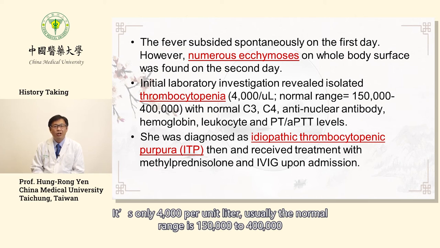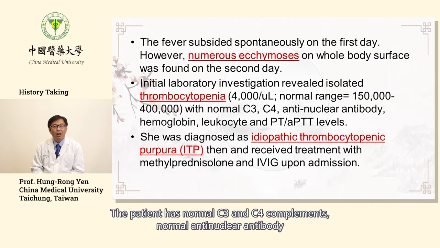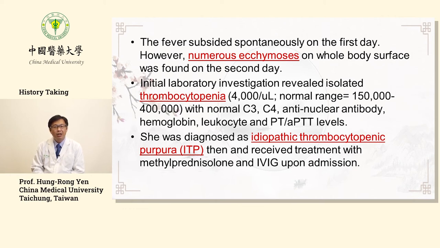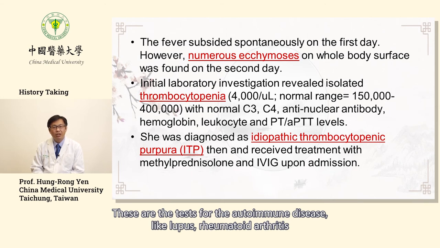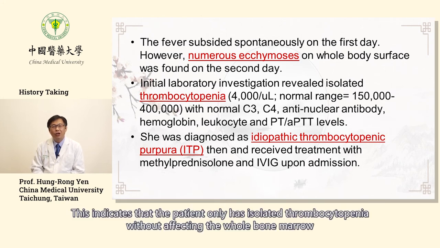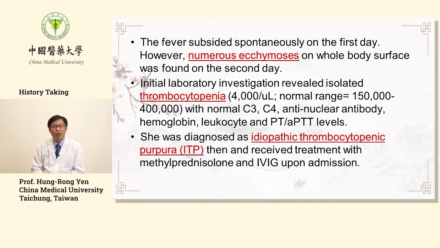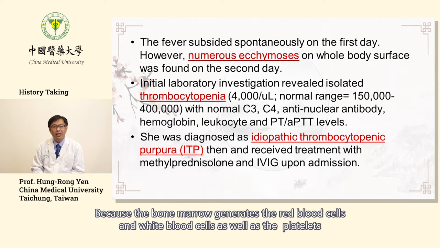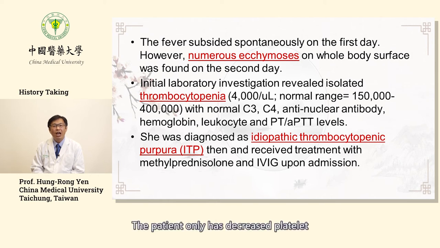So usually the normal range is 150,000 to 400,000. The patient has a normal C3 and C4 complement, normal anti-nuclear antibodies. So these are the tests for autoimmune diseases, like lupus, like rheumatoid arthritis. And the patient has quite a normal hemoglobin and normal leukocyte count. And also she had a normal prothrombin and partial thromboplastin time. So this indicates that the patient only has an isolated thrombocytopenia without affecting the whole bone marrow, because the bone marrow generates red blood cells and white blood cells as well as the platelets, and the patient only has the decreased platelet.